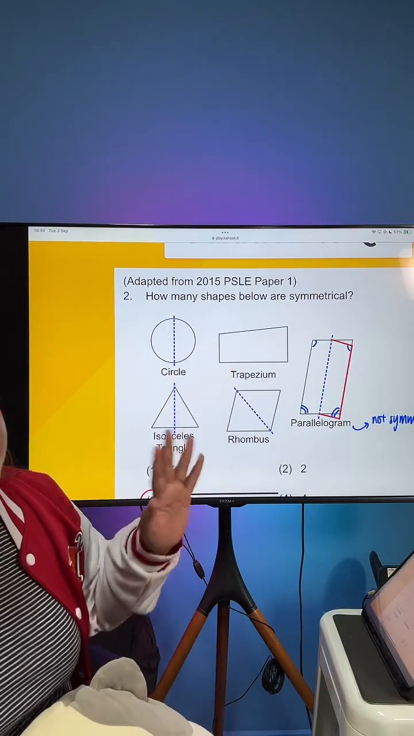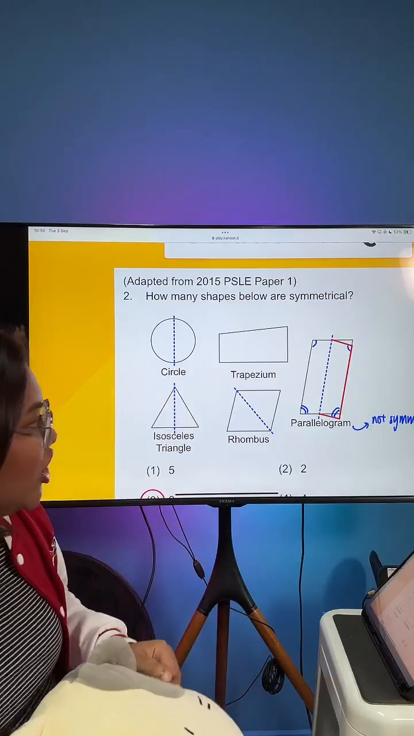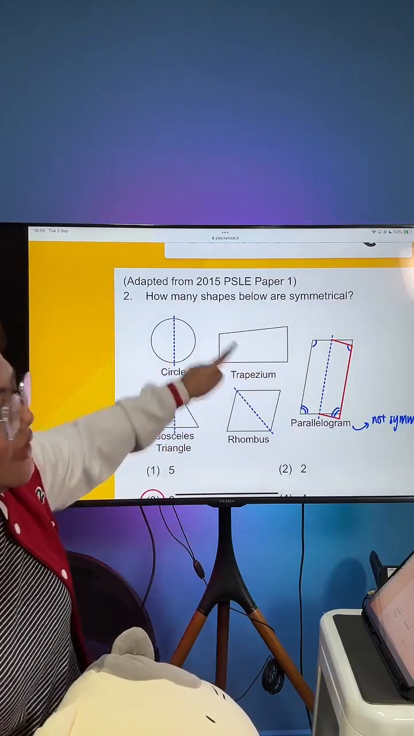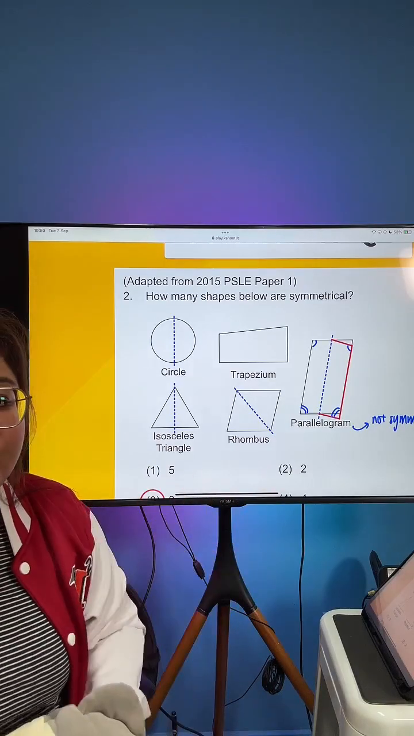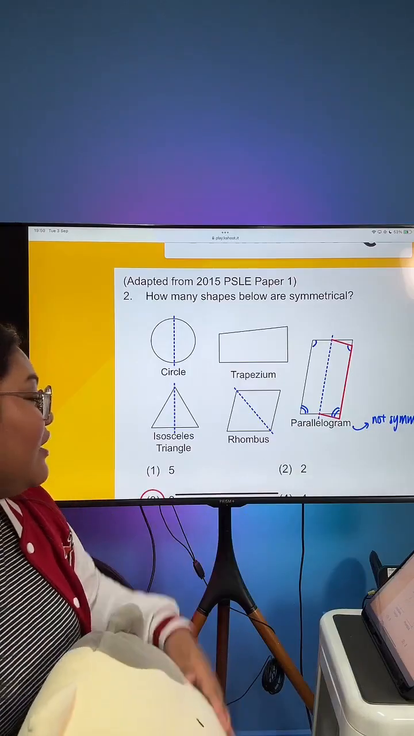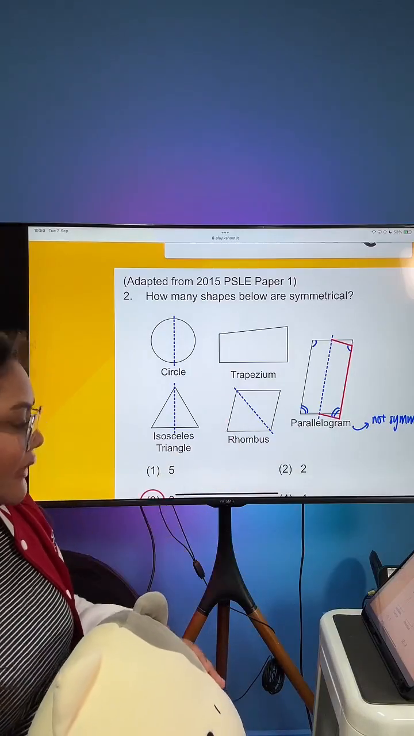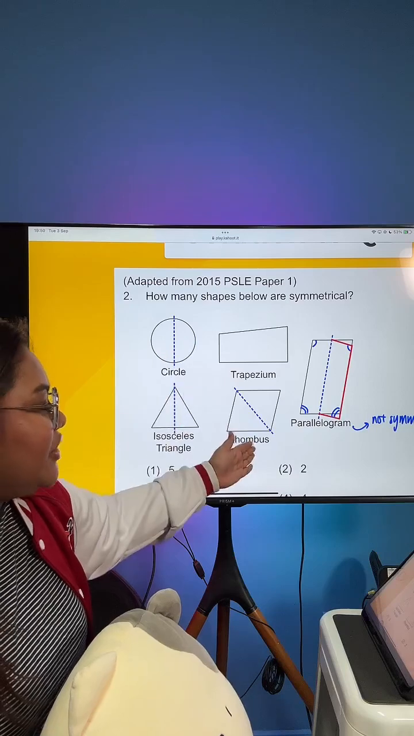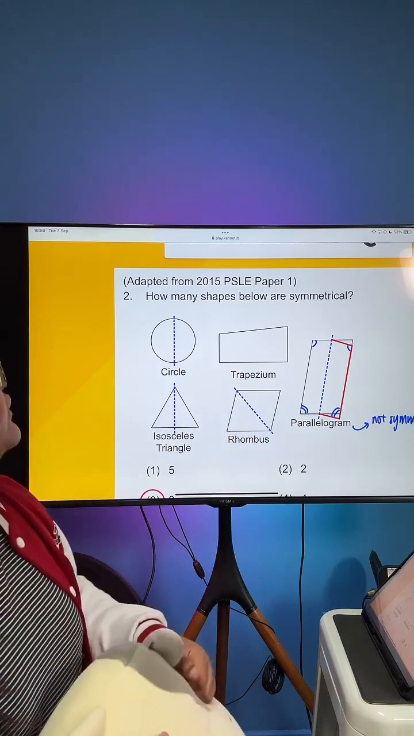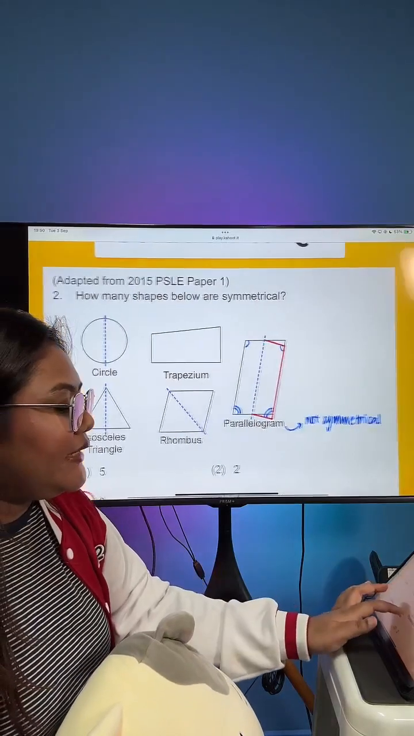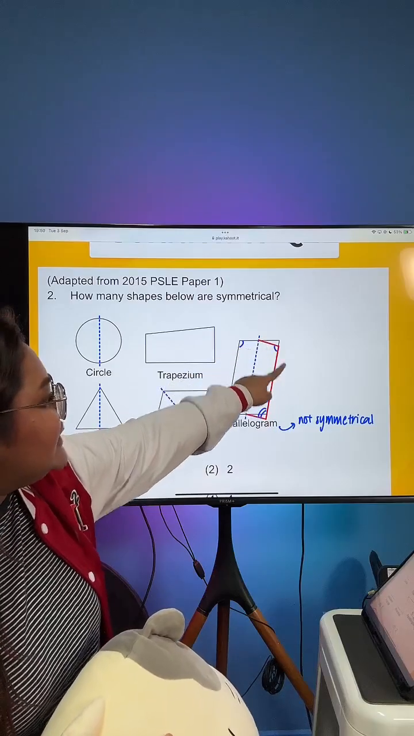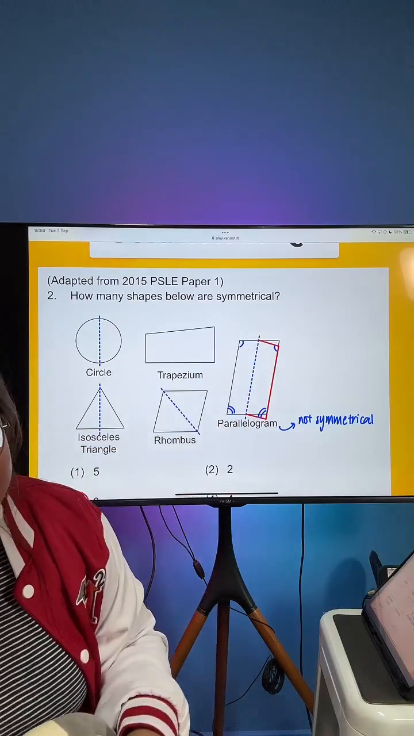Trapezium has no lines of symmetry because there is this additional line going upwards here. So you cannot actually form any mirror image in that sense, okay? For a rhombus, because all sides are the same, they have a diagonal line of symmetry. And finally, for a parallelogram, it cannot be symmetrical because when we fold it over, this is what we should get instead.